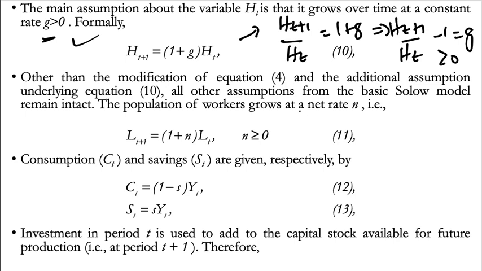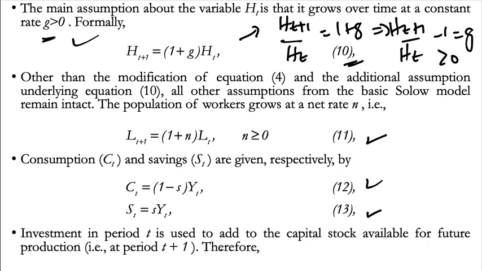Other than that, we have the additional assumption underlying equation 10 here. Yeah? We have additional assumptions. And then the rest, we have the assumptions that we used from the basic Solow model that we have learned earlier. So for instance, 11, I'm sure you know what it is. 12, I'm sure you know what it is. And 13, I'm sure you know what it is.